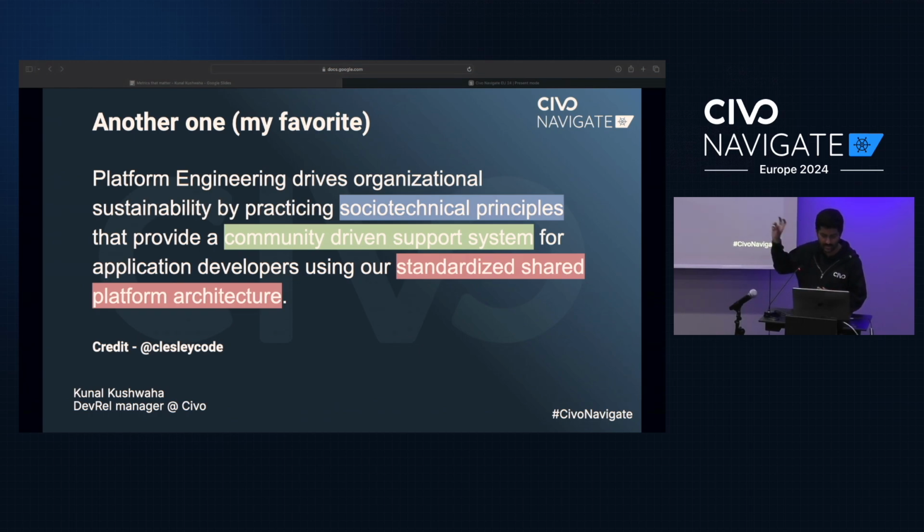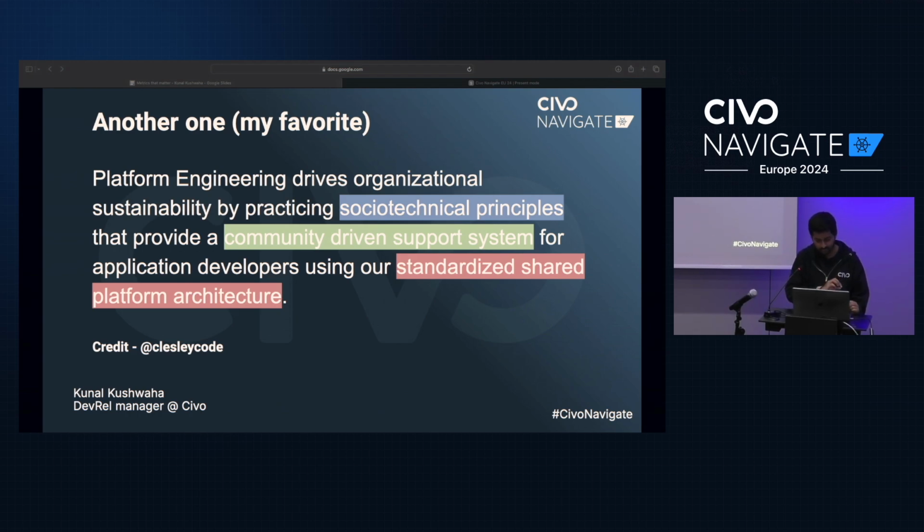And by using a standardized platform, developers don't have to worry about different tools or setups. Everything just works together, making their jobs easier and more efficient. So socio-technical principles, community-driven support system with a standardized shared platform architecture is my favorite definition of platform engineering.